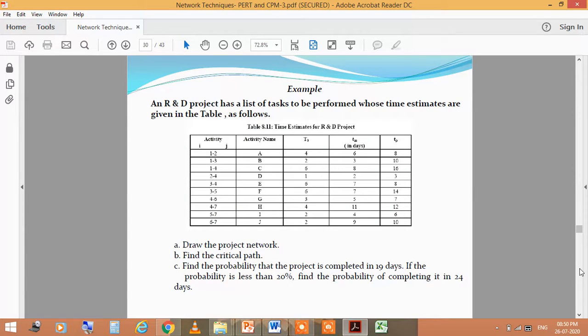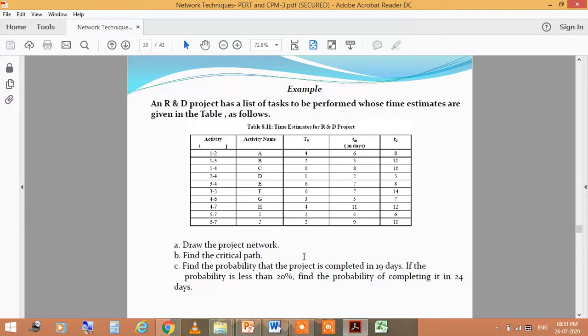Now the next is the example. An R&D project, meaning a research and development project, has a list of tasks to be performed whose time estimates are given in the table. The time estimates of the R&D project show the activity i-j, meaning the events, for example the activity going from 1 to 2, the activity name, and TO, TM and TP in days. You can see all these here in the table.